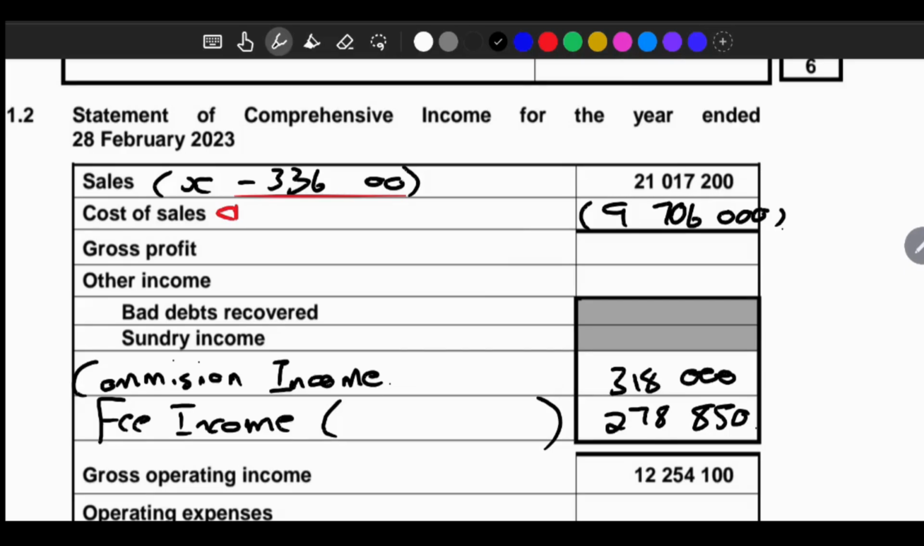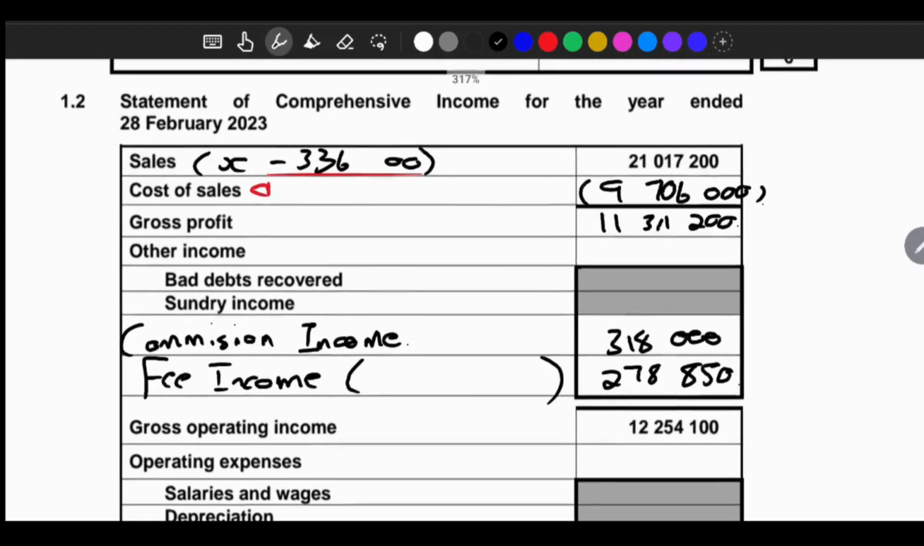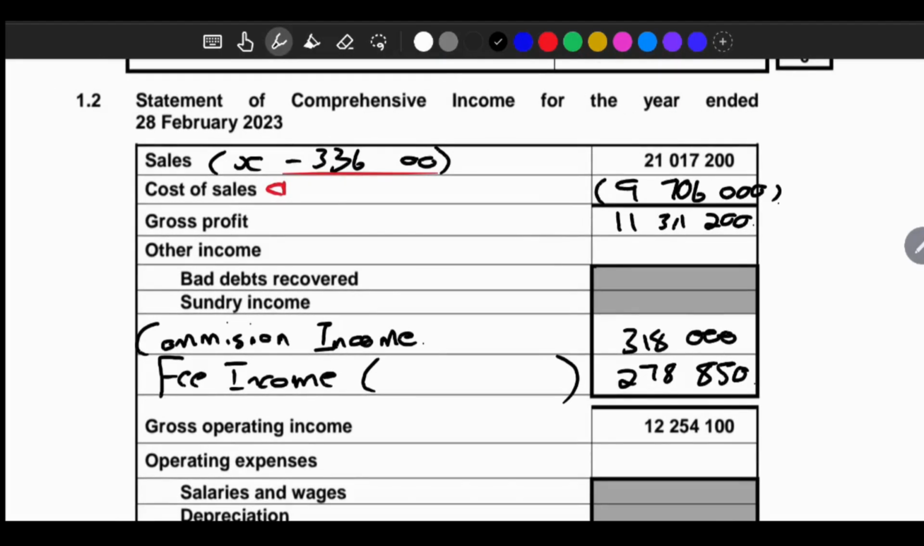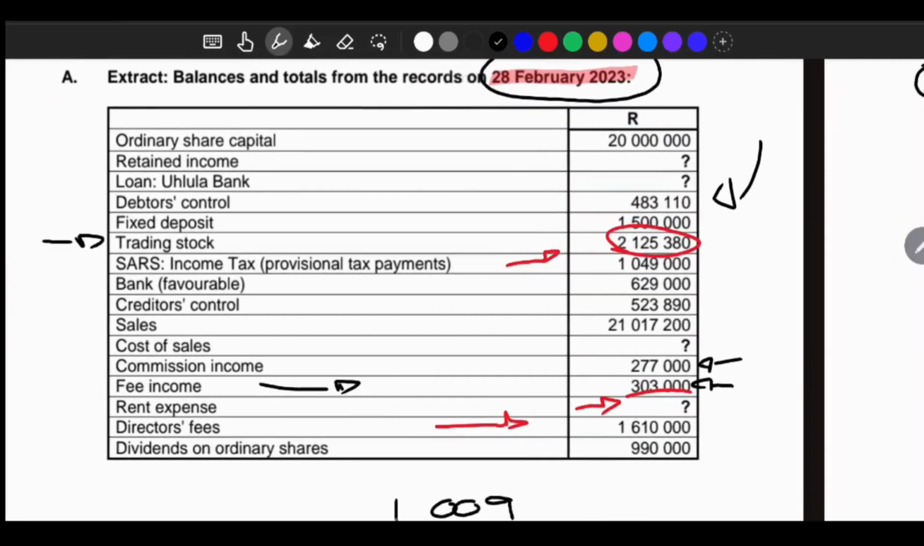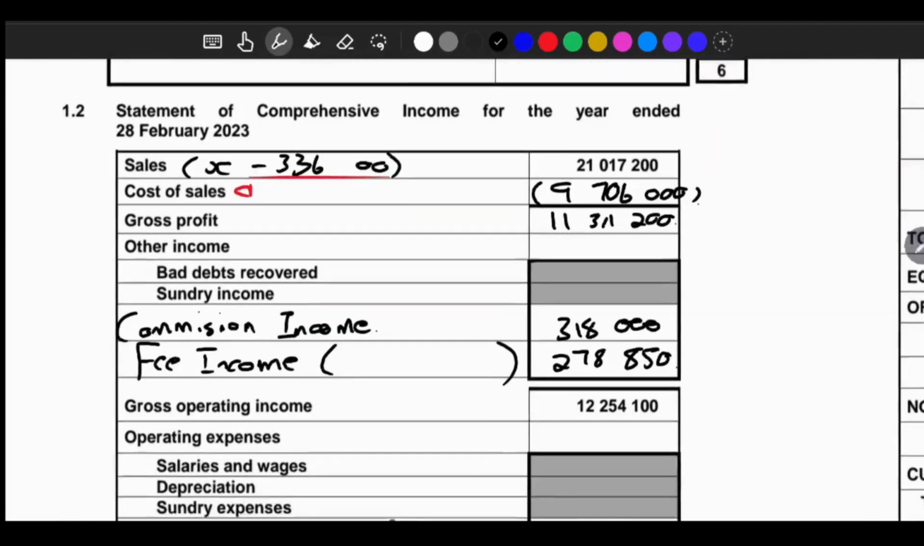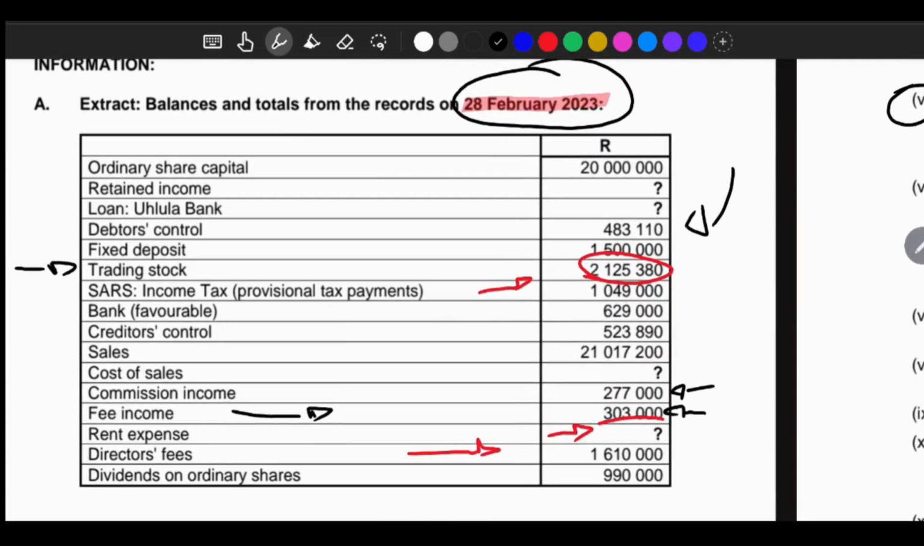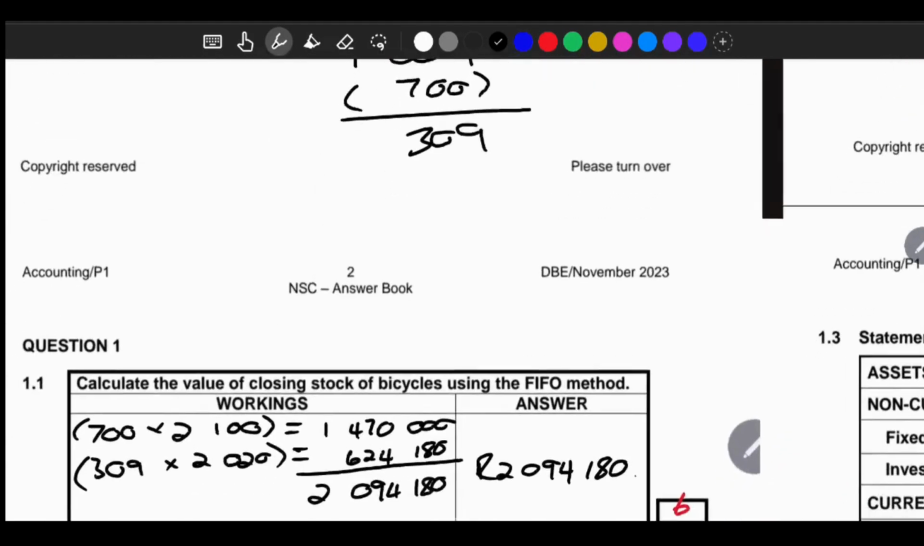I am calculating this with you. 9706,123. That gives us 11,311,200, right? Operating income, well, other income, right? We don't know. Oh, we do actually. My apologies. Bad debts recovered should be somewhere here. Okay, not seeing that. Sundry income then. So this information should be in here. If it's not here, then as it's grayed out, we don't fill it in. Alright, so we don't fill it in.